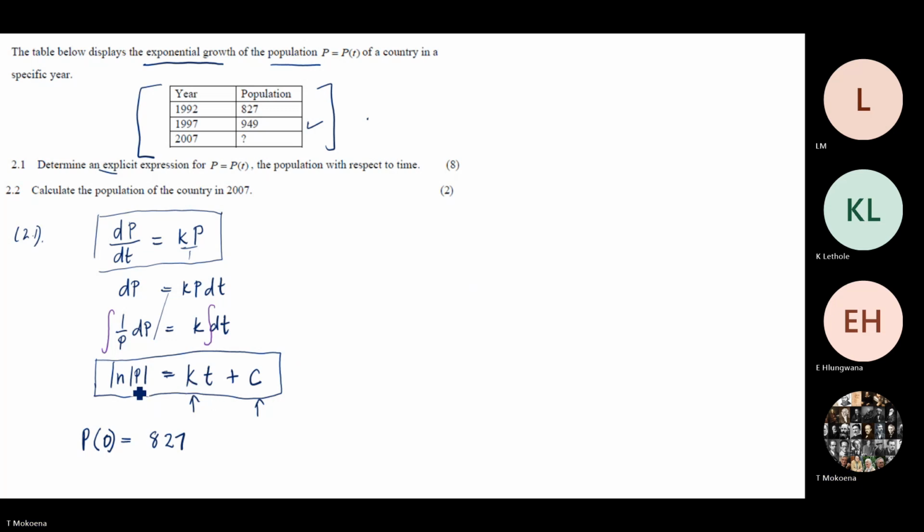So ln of P, inside of the P, it is our population. So that means we have ln of what? Our population is 8 to 7, equals K, which is our constant, times our time, which is 0. Hence here, for T we substitute 0 because that's initial, plus C, which is our constant. So we can see that this will fall off, and therefore the value of C will be equal to ln of 8 to 7. So we managed to solve the first constant, which is C.